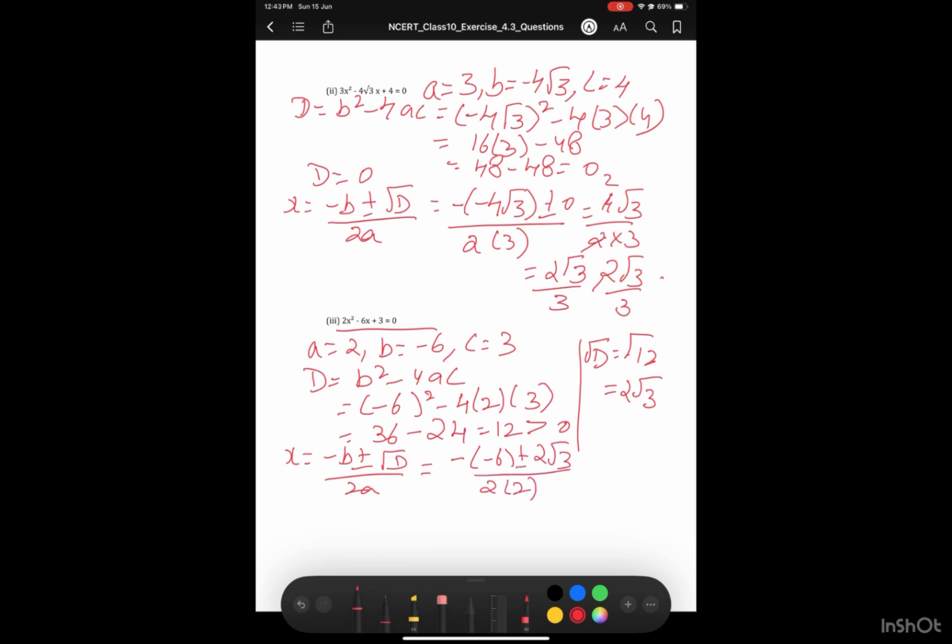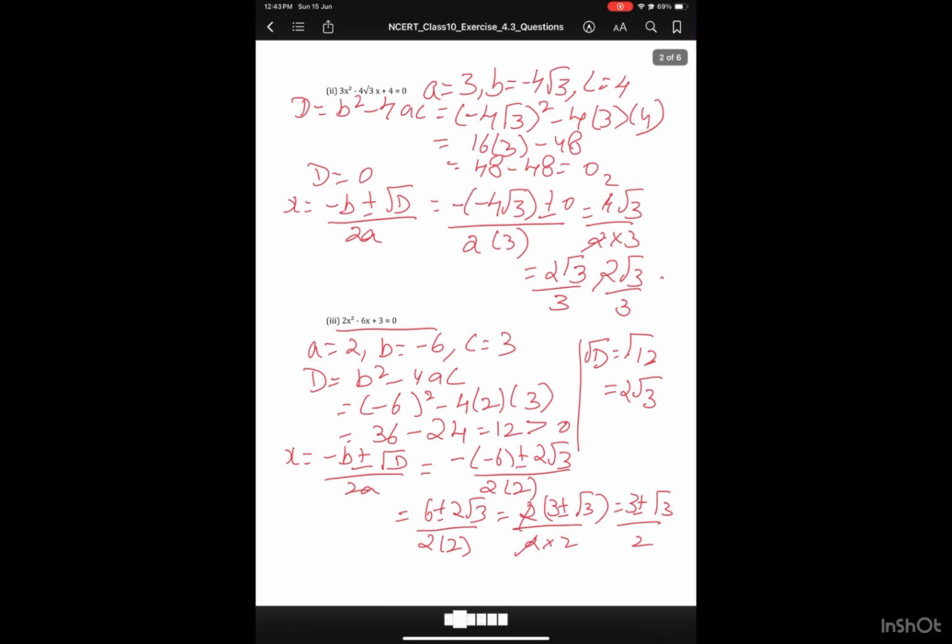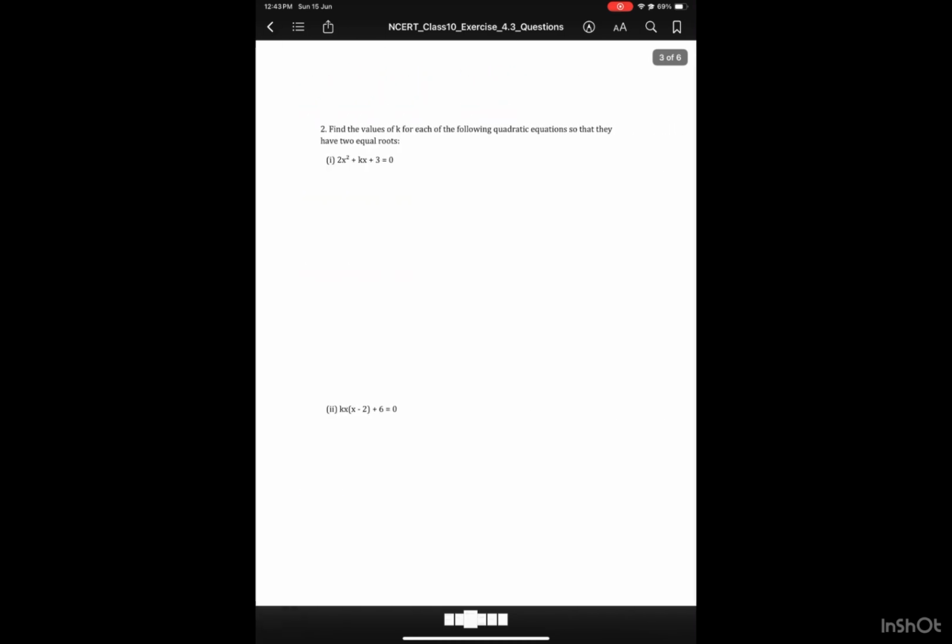A is also 2 over here. Now minus into minus 6 is plus 6. So I have 6 plus minus 2 under root 3 upon 2 into 2. Further, from the numerator, we will take out 2 common. So I would be left with 3 plus minus under root 3 upon 2 into 2. 2 would get cancelled. So I would be left with 3 plus minus under root 3 upon 2. My two roots would be, first root would be 3 plus under root 3 upon 2. Second would be 3 minus under root 3 upon 2.